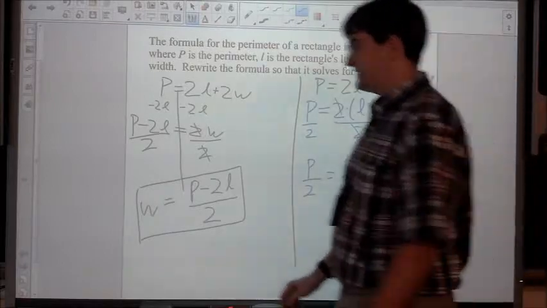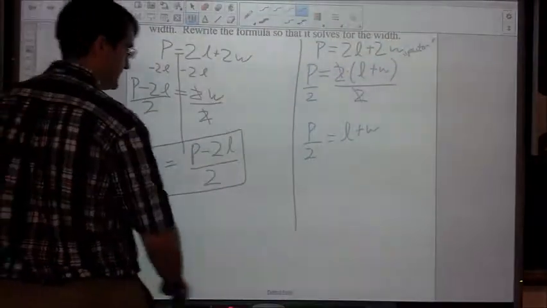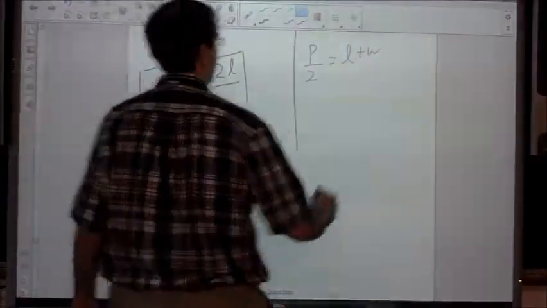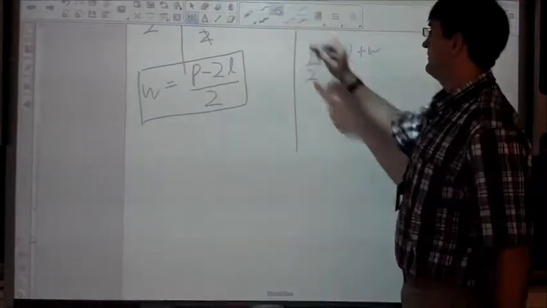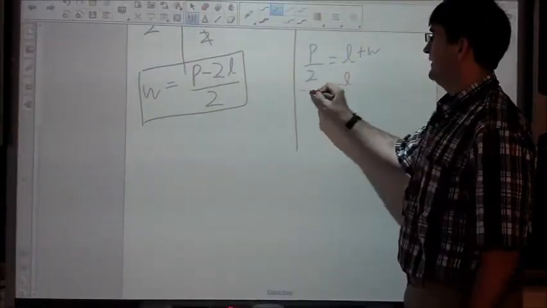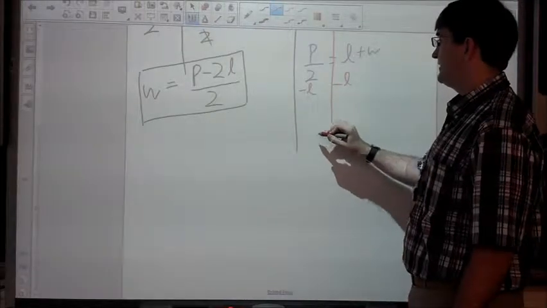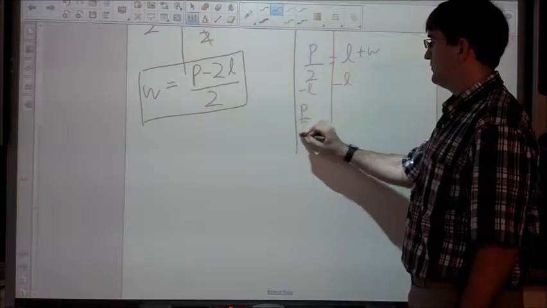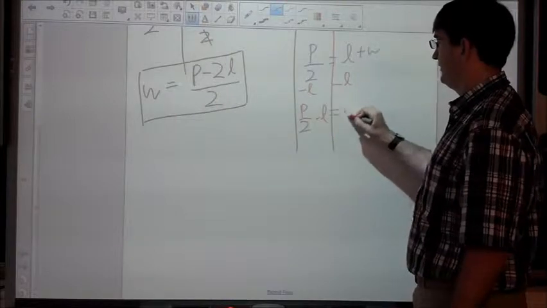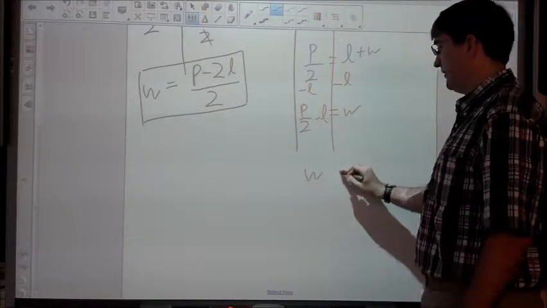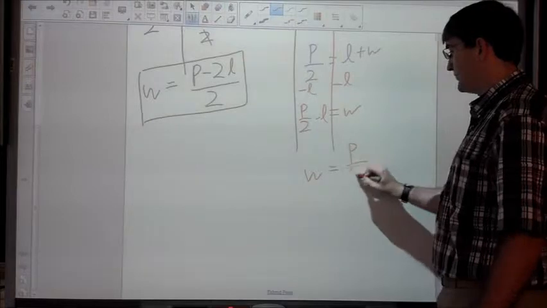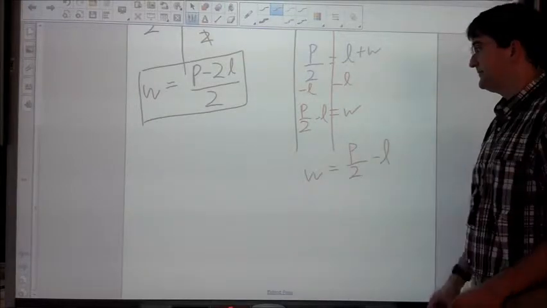I haven't actually isolated the W yet. I need to finish doing that. I finish by subtracting the L, minus L, again through the equal sign there, and I get P over 2 minus L equals W, or W equals P over 2 minus L.